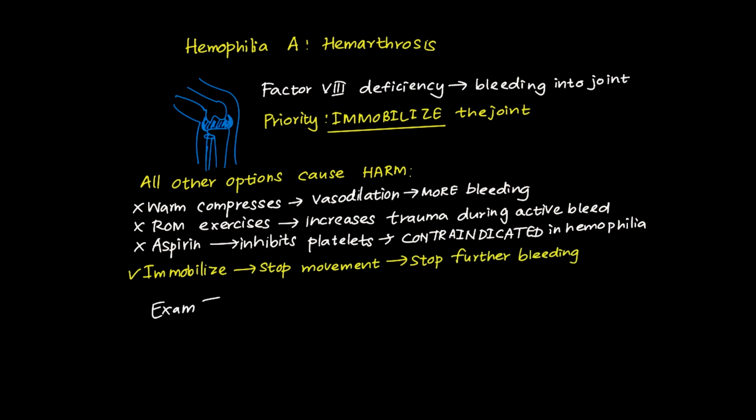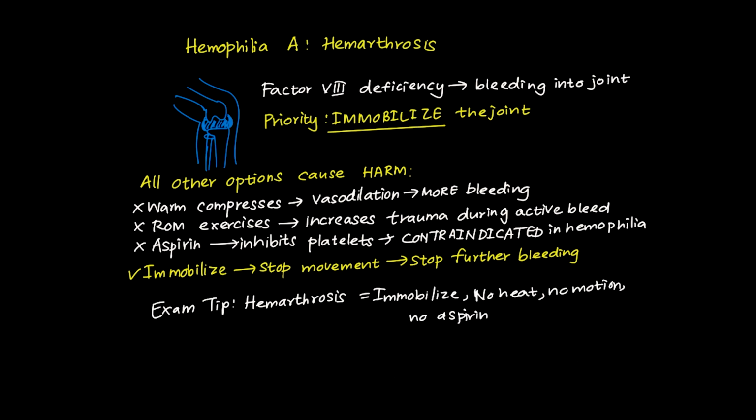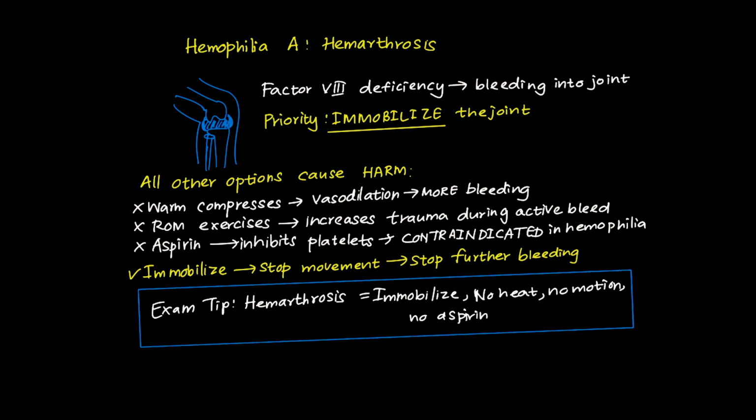Here's a WGU D454 OA exam tip for you. Hematologic in haemophilia equals immobilize first. No heat, no movement, definitely no aspirin. Recall hook: RICE without the E during active bleeding. Rest, ice, compression, but no exercise until the bleeding stops.